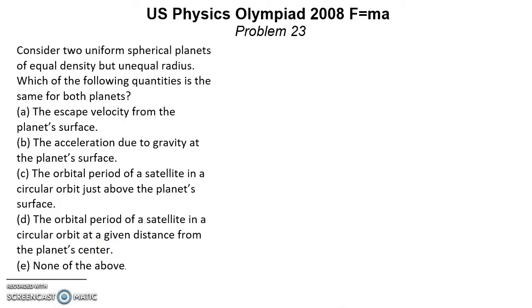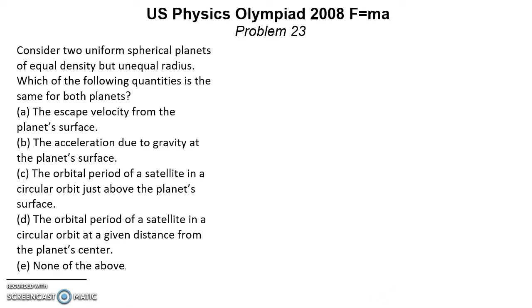Problem number 23. Consider two uniform spherical planets of equal density but unequal radius. Which of the following quantities is the same for both planets? A. Escape velocity from the planet's surface.